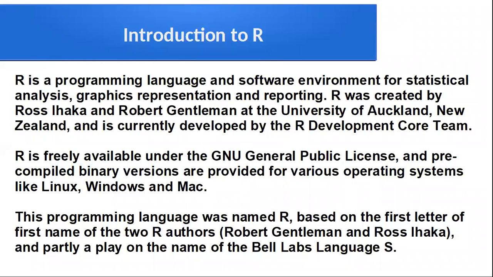What is R? R is a programming language and software environment for statistical graphics representation and reporting. Okay. R was created by Ross Ihaka and Robert Gentleman at the University of Auckland, New Zealand, and is currently developed by the R Development Core Team.